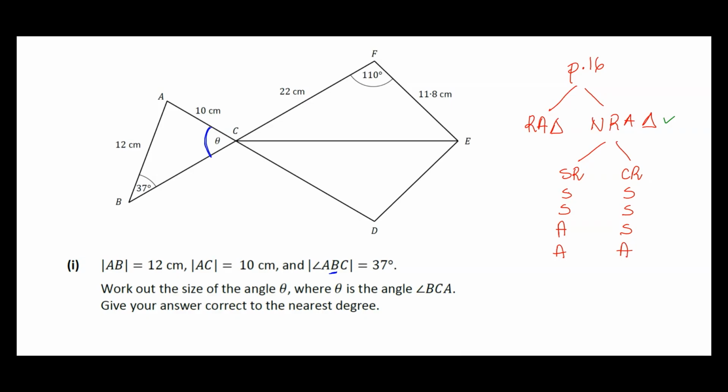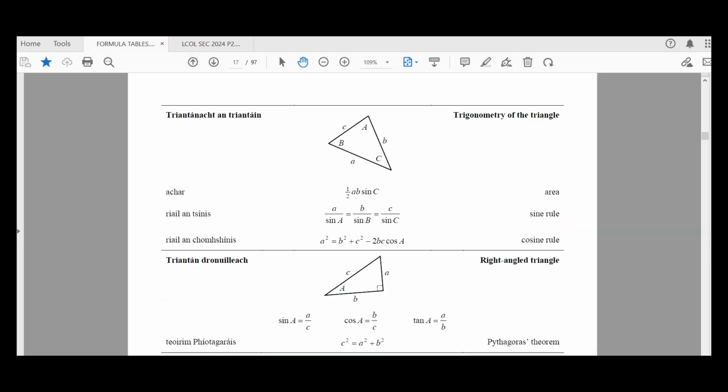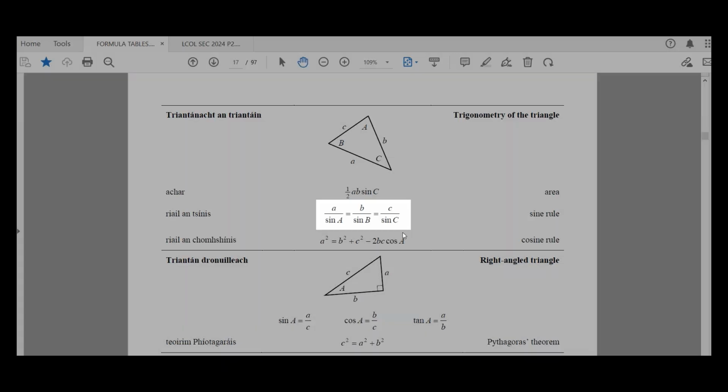So how do we make that choice? First, what am I looking for? I'm looking for an angle. What information do I have? I have 12, that's a side. I have 10, that's a side. And then I have angle 37. So for cosine rule, I am missing one value, but for sine rule, I have all the information required. Now, let's get our sine rule formula here.